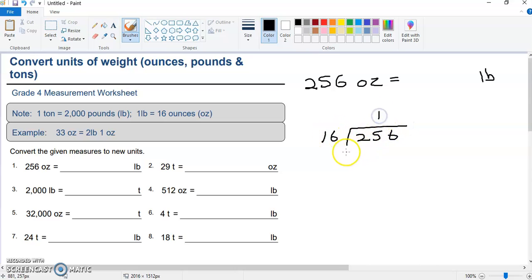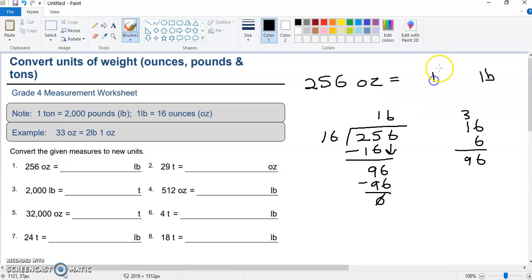Well, 16 times 1 is 16. That's going to leave me with 9. And then I bring down my 6. Well, let's see. I think 16 will go in there 6 times. If I do 16 times 6, yep, that's 36. Carry the 3, that's 96. So 6 times 16 is 96, remainder of 0. So I have 16 pounds. So 256 ounces is the same thing as 16 pounds because there's 16 ounces in every pound. If you have 256 ounces, divide by 16 and you'll get this many pounds. LBS, LB.